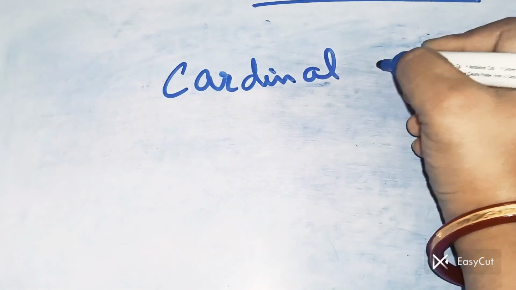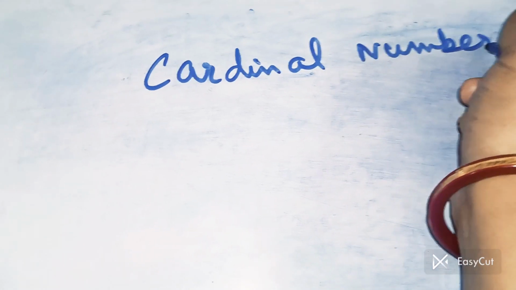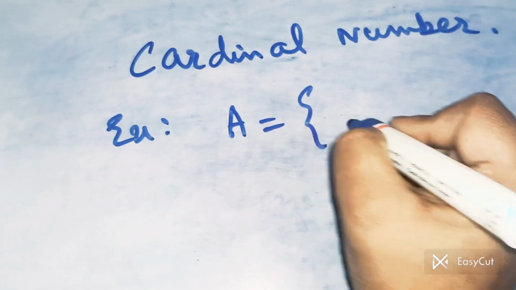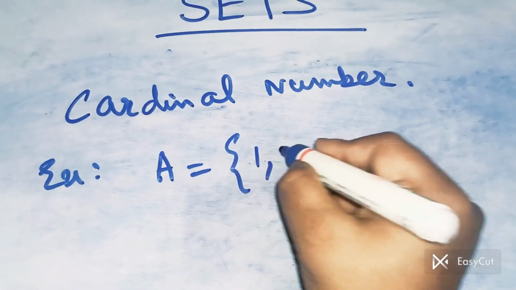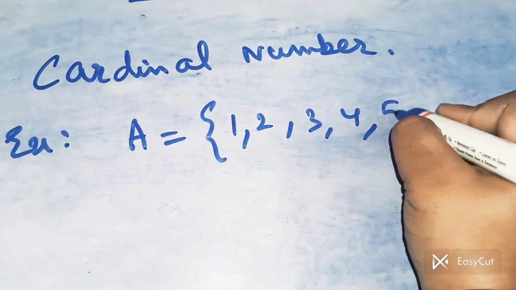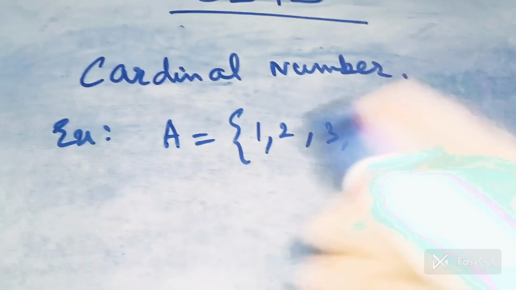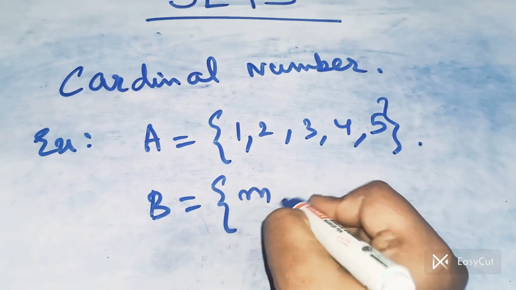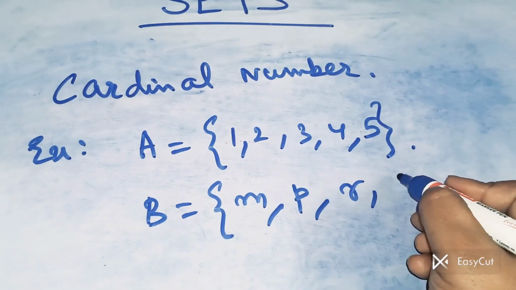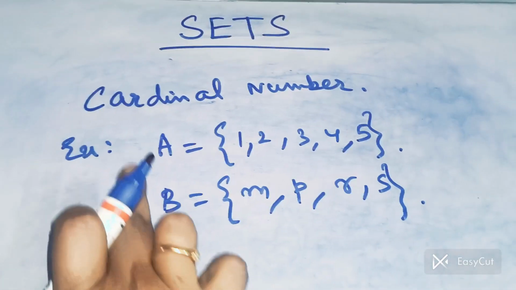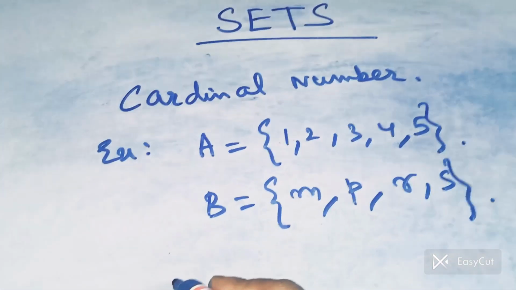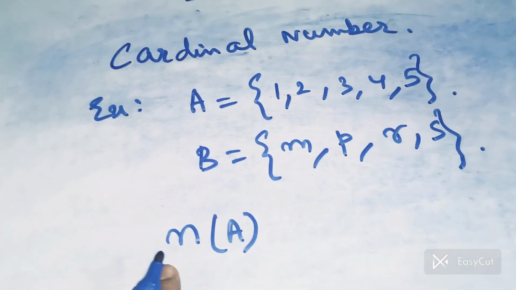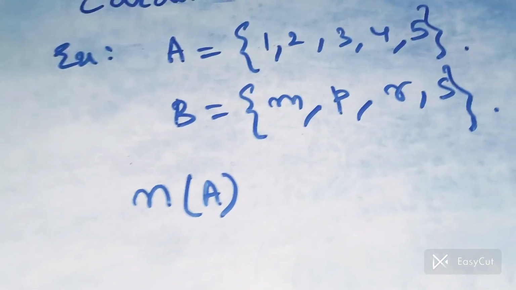What is that? Cardinal number means, let us take one example. Say a set A: 1, 2, 3, 4, 5. Okay? Or a set B. See, in set A, how do we write cardinal number? N of A. First we write N, number of elements in set B. Cardinal number means, what is cardinal number?